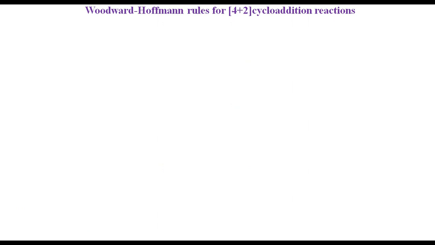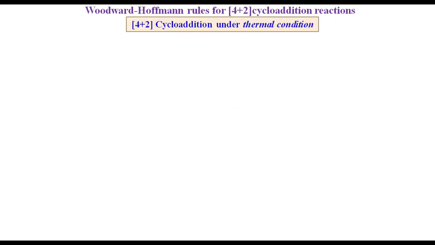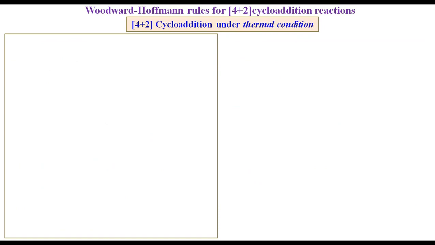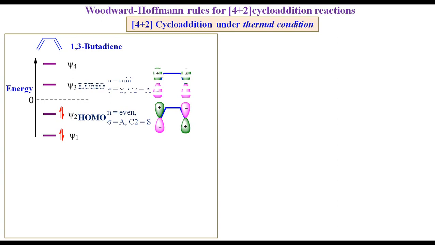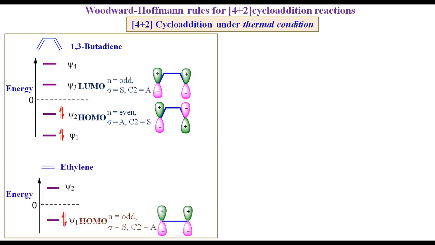Woodward-Hoffmann rules for 4 plus 2 cycloaddition reactions under thermal condition. In 4 plus 2 cycloaddition, under thermal condition, Psi2 and Psi3 of butadiene are HOMO and LUMO respectively. In ethylene, Psi1 is HOMO and Psi2 is LUMO.